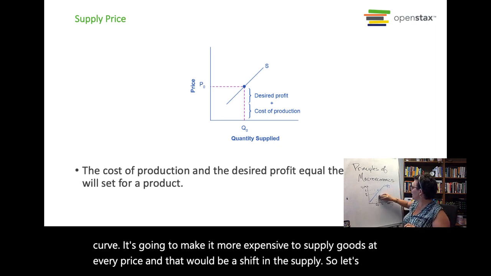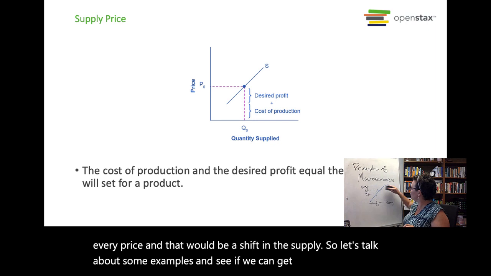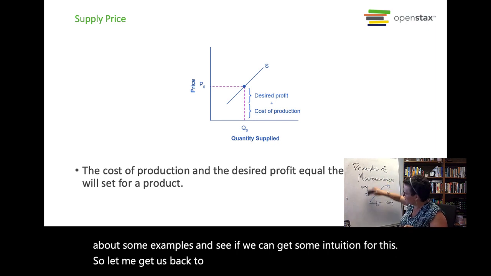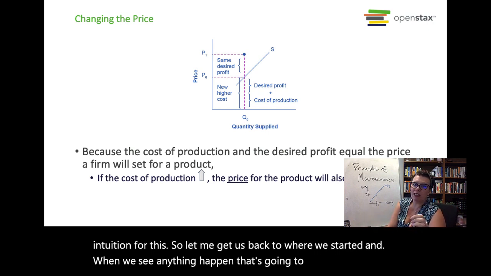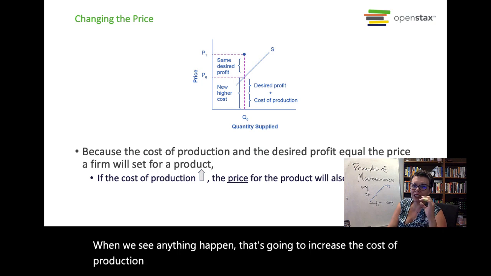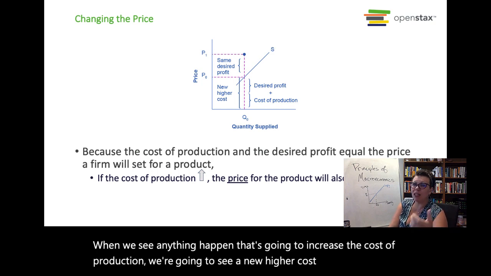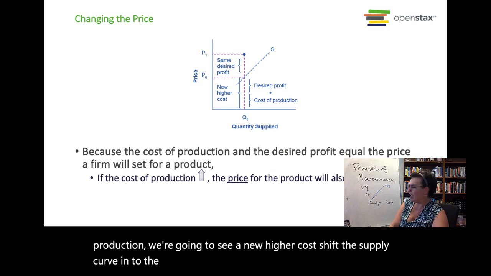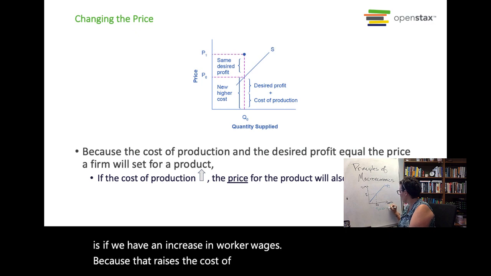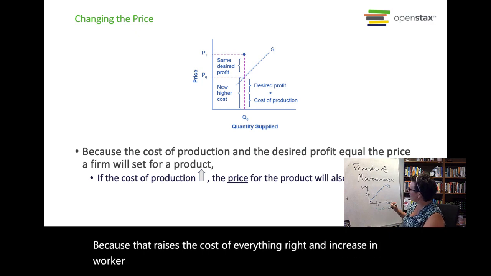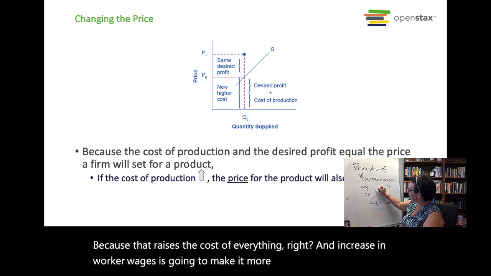So let's talk about some examples and see if we can get some intuition for this. So let me get us back to where we started. And when we see anything happen that's going to increase the cost of production, we're going to see a new higher cost shift the supply curve in to the right. And so my favorite example of this is if we have an increase in worker wages, because that raises the cost of everything, right? An increase in worker wages is going to make it more expensive to supply the same quantity of goods.